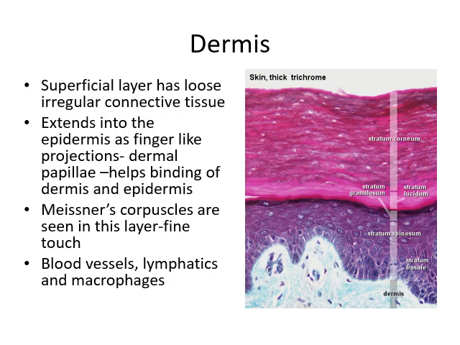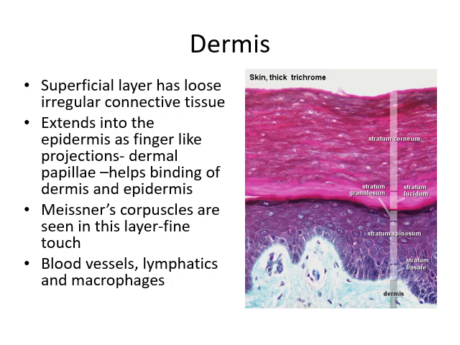So you have the superficial layer, which has loose, irregular connective tissue and extends into the epidermis like finger-like projections, which we call dermal papillae. Dermal papillae help bind the dermis and the epidermis together. Now here you can see the dermal papillae moving into the epidermis. So this part is the epidermis, this is the dermis. So the connective tissue of the dermis is kind of pushing into the epidermis, creating these dermal papillae.